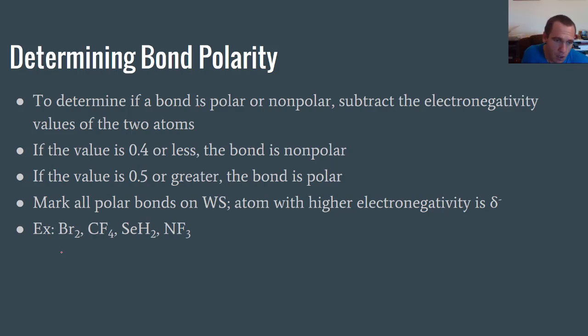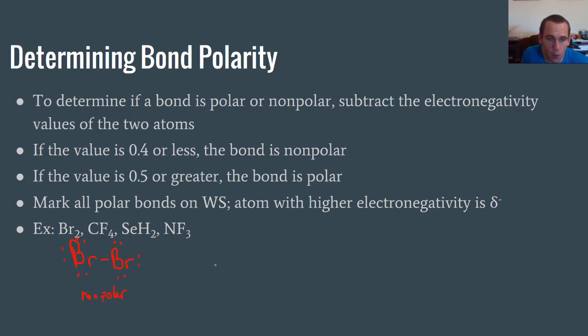Now I'm going to do a couple here. We have bromine, and bromine is of course nonpolar. There is no difference in electronegativity between two atoms of the same element. So this is a nonpolar bond. There is nothing to mark.